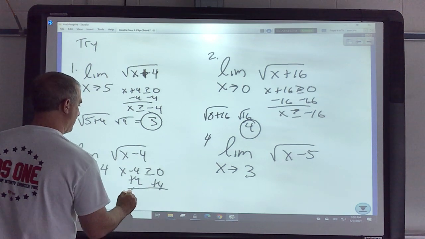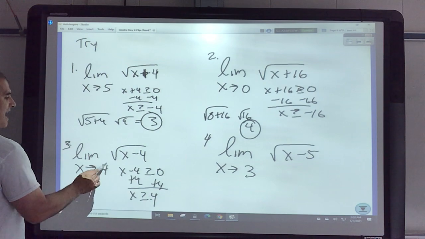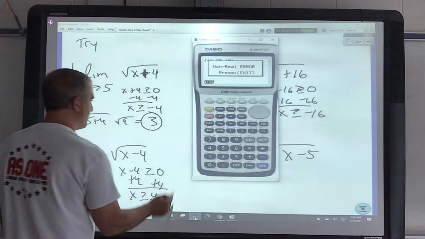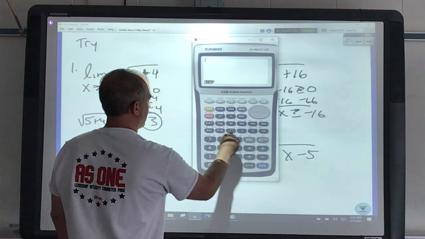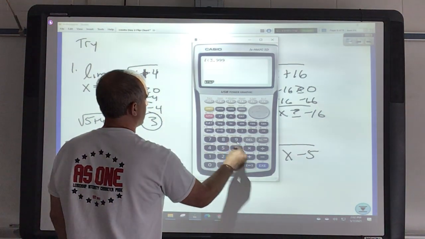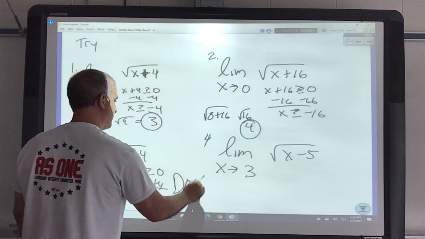Okay, this one, I would set this greater than or equal to 0, add 4. I got x is greater than or equal to 4. Now this is a problem, okay, because I'm right at that point, okay? And the problem is if I take 3.99, and subtract 4. That's an error. So this one's a do not exist.